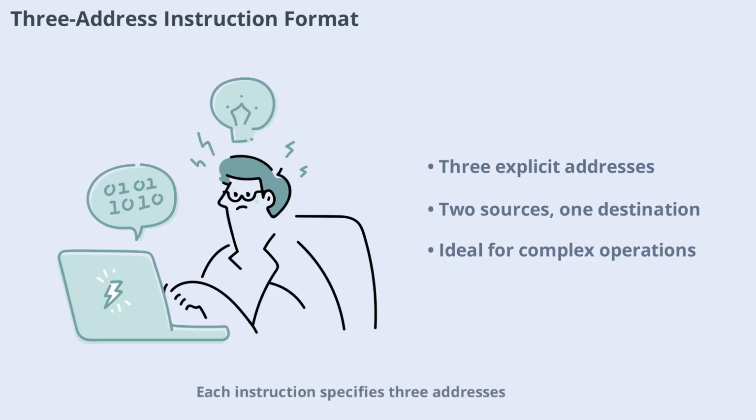Each instruction specifies 3 addresses, 2 sources and 1 destination. For example, add A, B, C would add the values at B and C, storing the result in A. This format is powerful for complex computations, as it allows for direct specification of all operands and the result location. However, the instruction size is larger to accommodate all 3 addresses.